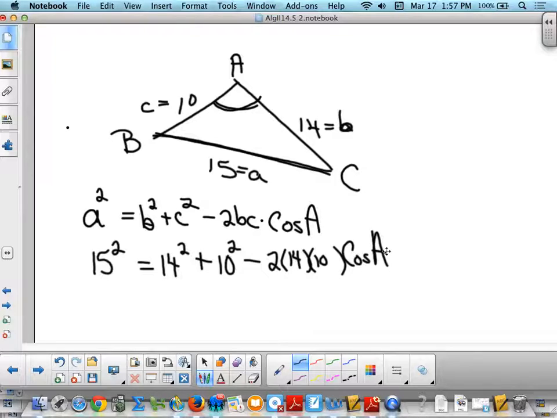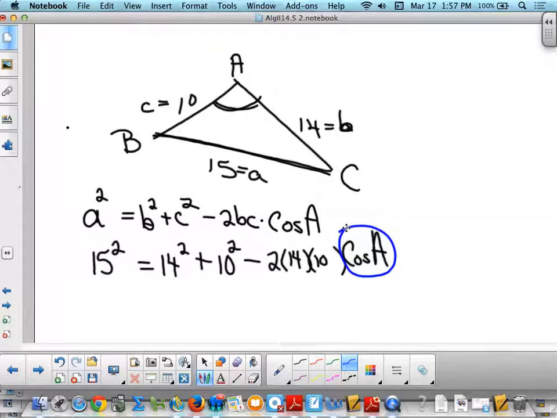I need you to solve this. I'd love to say everybody take off and do it. I can't because the time says I can't. So we're gonna talk about this. Your job is to get cosine of A all by itself.